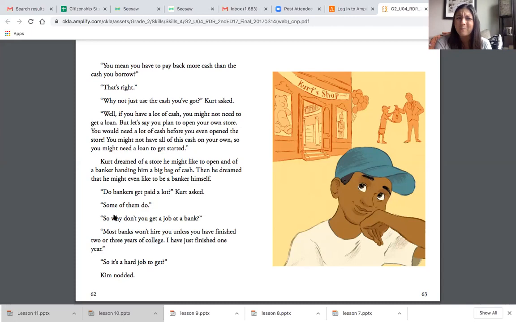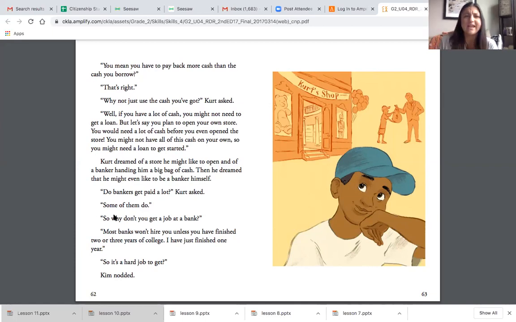"You mean you have to pay back more cash than the cash you borrow?" "That's right." "Why not just use the cash you've got?" Kurt asked. "Well, if you have a lot of cash, you might not need to get a loan. But let's say you plan to open your own store. You would need a lot of cash before you even opened the store. You might not have all of this cash on your own, so you might need a loan to get started." Kurt dreamed of a store he might like to open and of a banker handing him a big bag of cash. Then he dreamed that he might even like to be a banker himself.